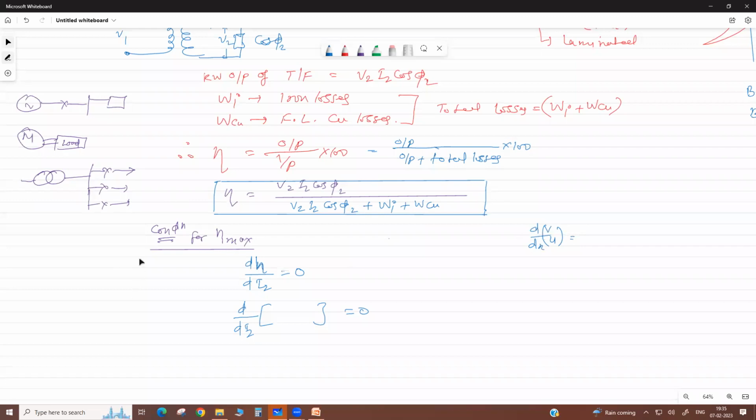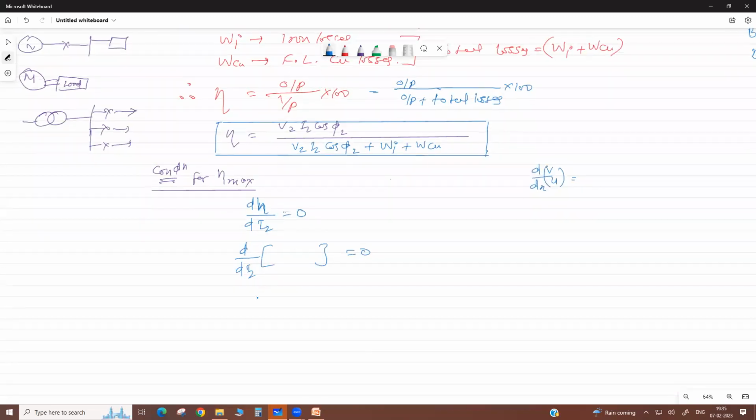You get a condition. What is the condition? Your iron loss equals the full load copper loss. Means at a particular load when your iron loss becomes equal to the copper loss, your transformer gives the maximum efficiency. So it is iron loss equals copper loss, or variable loss, not your full load copper loss. This is your condition for maximum efficiency.